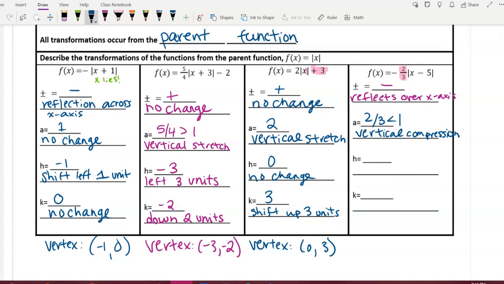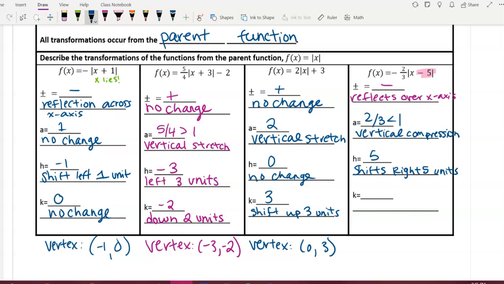And the h, well, h here is -5. So if it's -5, we know it is actually +5, which means we are moving right 5. I'm going to say shifts right 5 units. That 5 kind of looks like an S, so I'm going to fix it. I know someone will complain about it. Okay, shifts right 5 units.